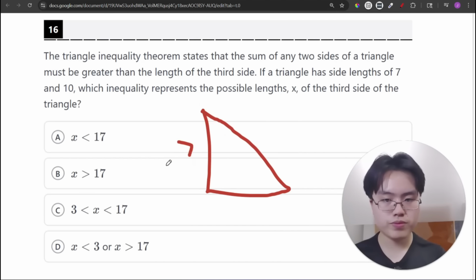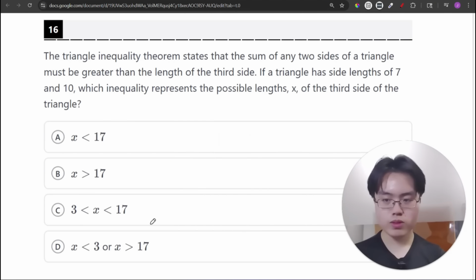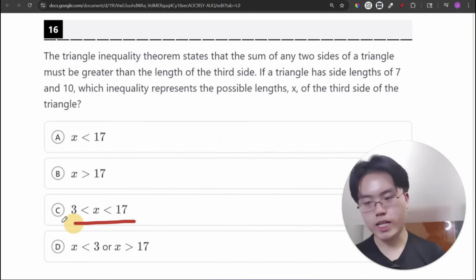Because the sum of these two side lengths has to be greater than 10, we can't do 3. So it has to be some number greater than 3. So maybe 4. Like 4 plus 7 would be 11. That's fine, and that's greater than 10. So the correct answer to this question is actually C.